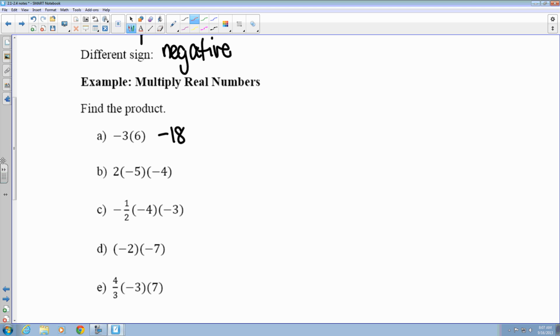Letter B, you can do two at a time if that's easier, or you can do the two negatives together if that's easier. I would rather just go in order, so I'm going to say, okay, 2 times negative 5 is negative 10. Negative 10 times negative 4, positive 40.